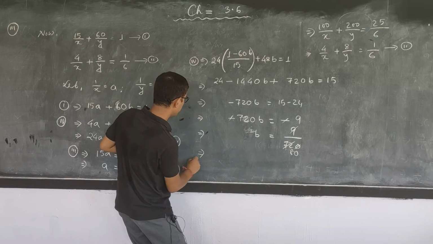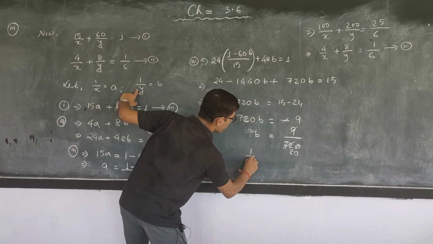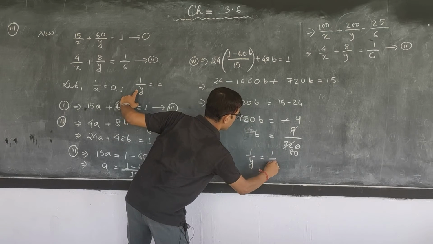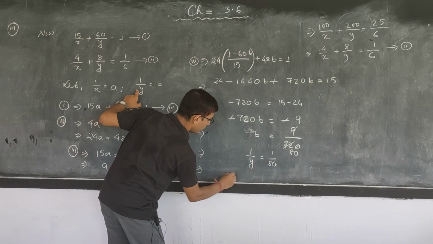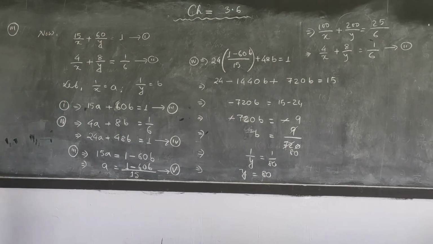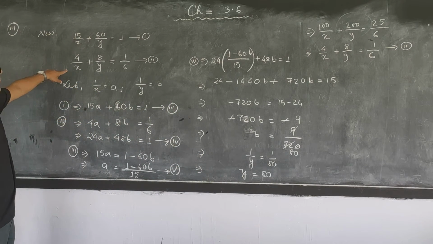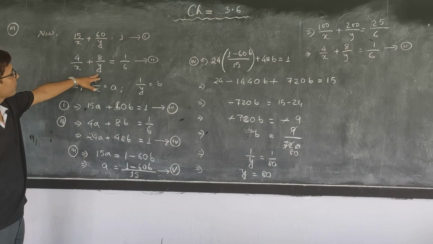What was b considered? b was 1 by y. So where there is b, we can substitute it by 1 by y. That is 1 by 80. So y will be what? y will be 80. So y is the speed of the bus, and the speed of the bus is 80 kilometer per hour. Then the value of x we need to find out. After finding the value of y, we can find out the value of x directly by substituting the value of y here.